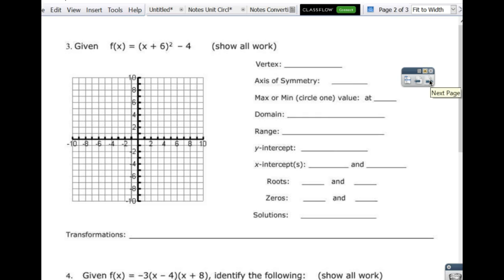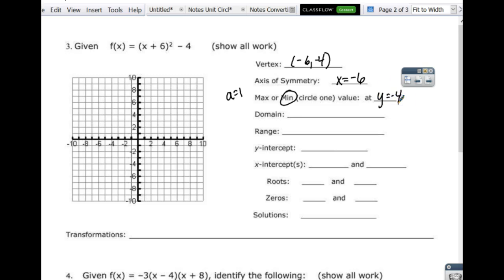All right, what form is the next one? What can you get from this form right here? I can get the vertex. So the vertex is negative 6, negative 4, which makes my axis of symmetry negative 6. What's the A value? 1. So if the A value is 1, is this a min or a max? Min, and it's at y equals negative 4.